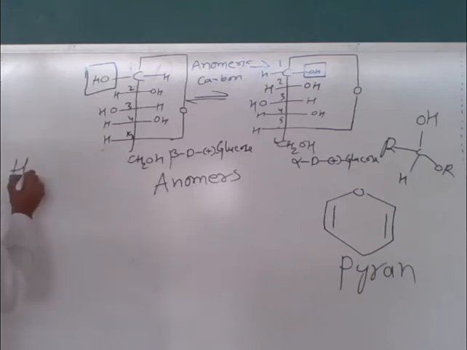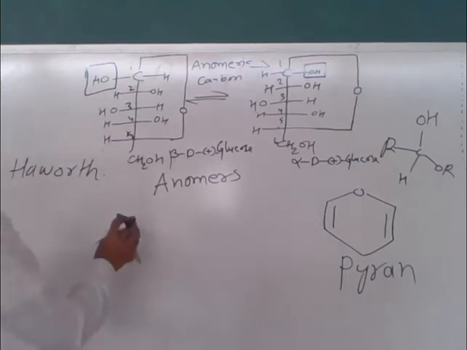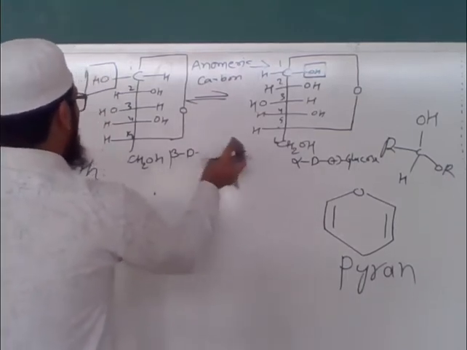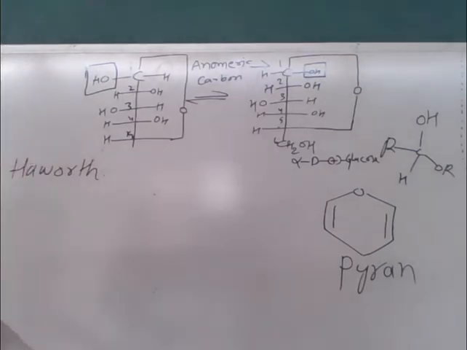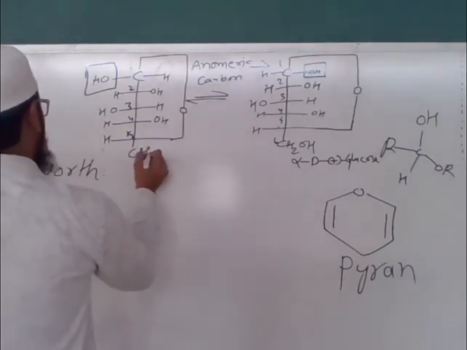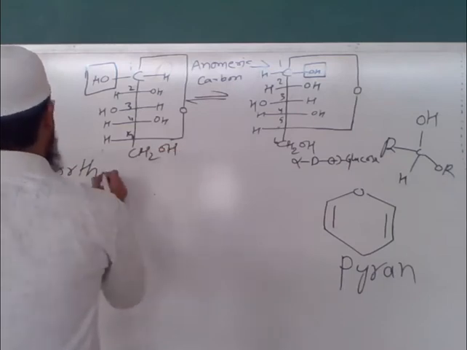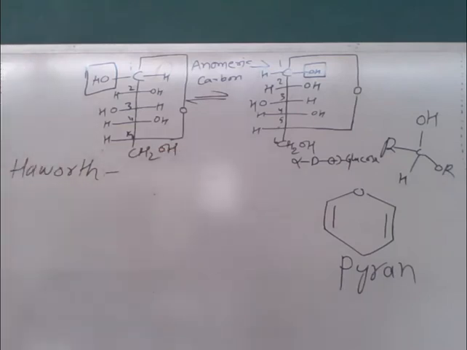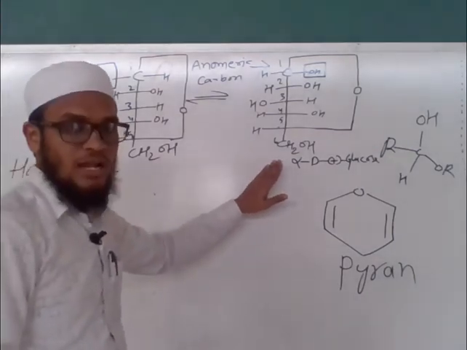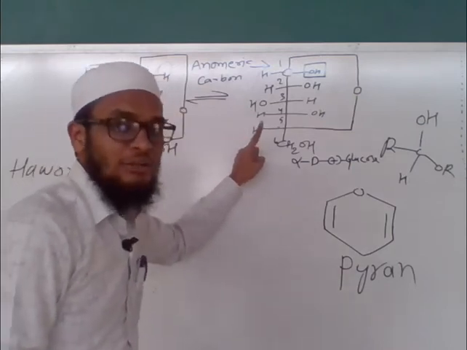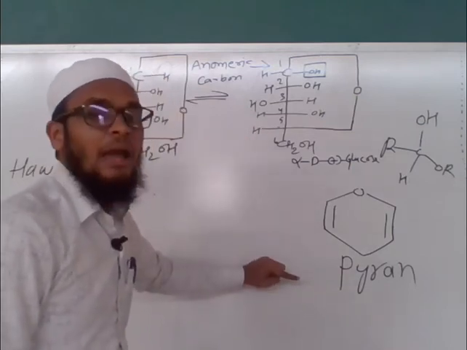Haworth is the name of a scientist who has given us the cyclic structure of glucose. So we will make its cyclic structure. Haworth is the name of the scientist who has given the cyclic ring structure of glucose. So first, this is our alpha D glucose. I will convert this into our pyran structure.